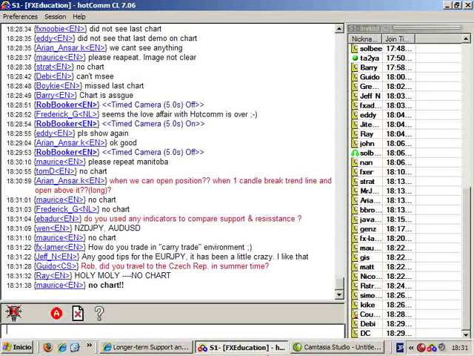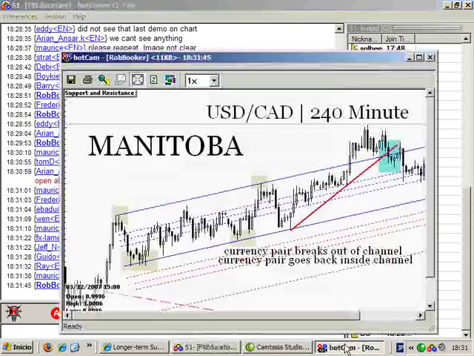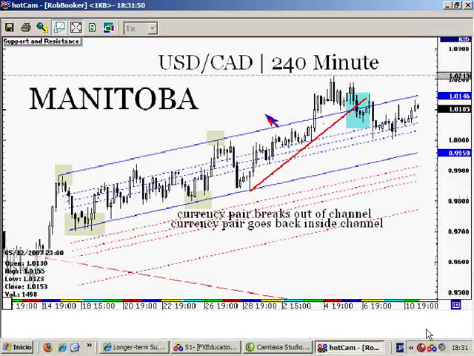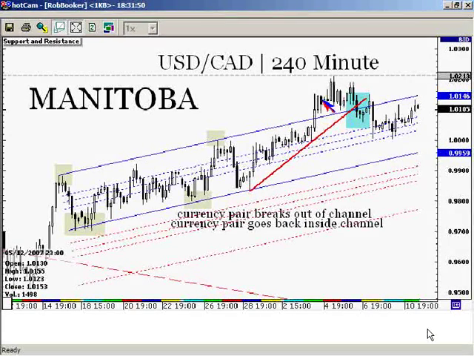Oh, there was no chart. Sorry, here we go. We'll go back over the rules. I'm sorry about that. I forget to do that. To review the Manitoba again, the currency pair goes outside the channel, and then it comes back inside the channel. Once it goes outside the channel, you're waiting for it to jump back inside and close back inside the channel. Once it does that, it's a sell. The profit target is the other side of the channel, and the stop loss is above the highest point the currency pair reached before it broke back inside the channel.